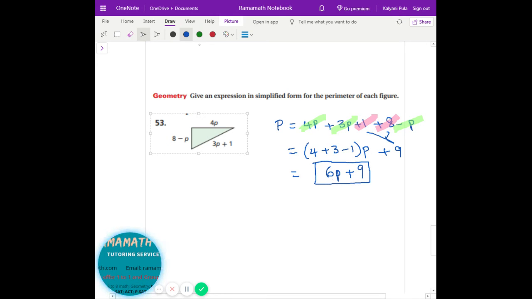But if this question comes up on the SAT or something like that, this is what you need to do. I see these like terms, 4p plus 3p and then minus 1p. That gives me 4 plus 3 is 7, minus 1, that's 6p. And then the other numbers, the constants: this is 1, and this is plus 8. So that's plus 9. That's it.